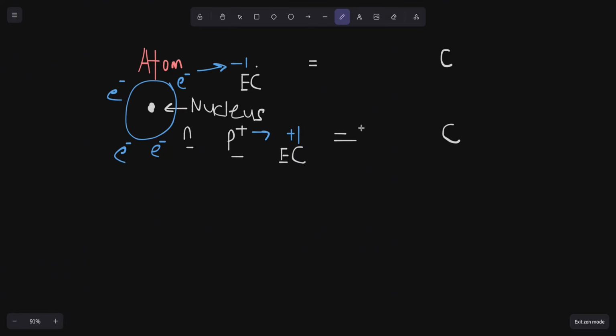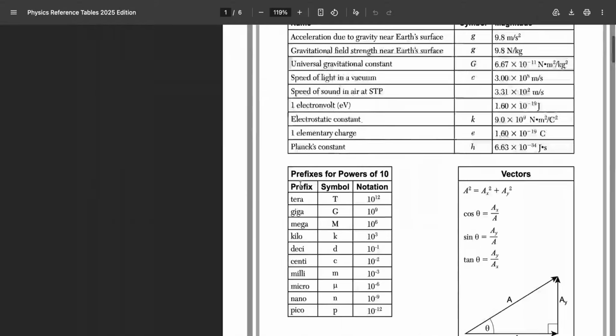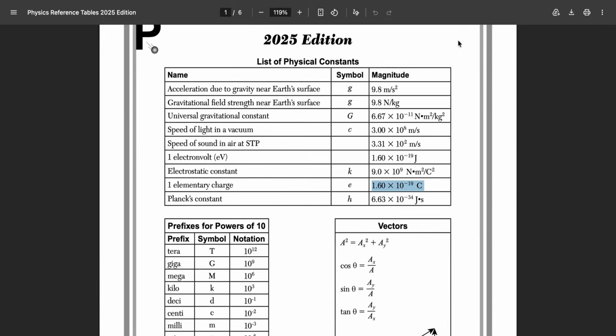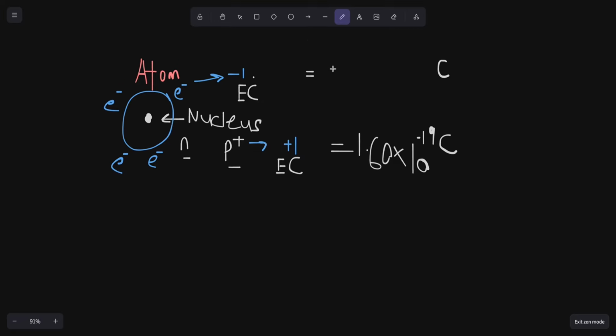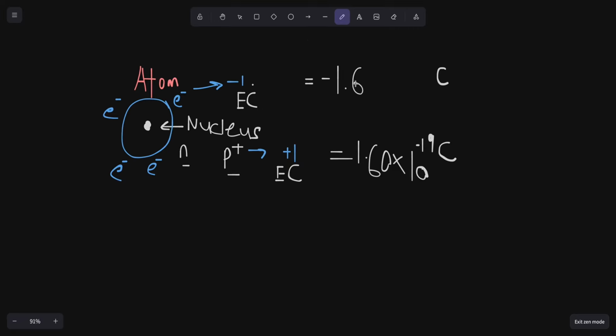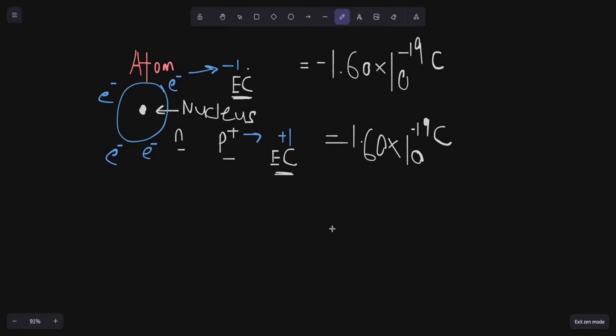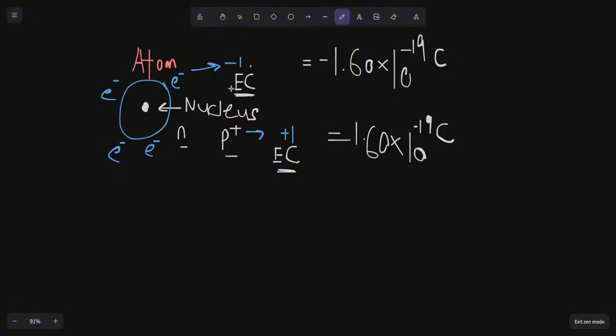And the reason why you use this +1 and -1 elementary charges to represent protons and electrons is because one elementary charge is equal to 1.60 times 10 to the negative 19th coulombs, and this is on your reference table, by the way. And electrons would just be negative 1.60 times 10 to the negative 19th coulombs. So just writing it out as elementary charges makes things a lot simpler because you don't have to deal with these annoying scientific notations. But you need to know how to convert from elementary charges to coulombs.